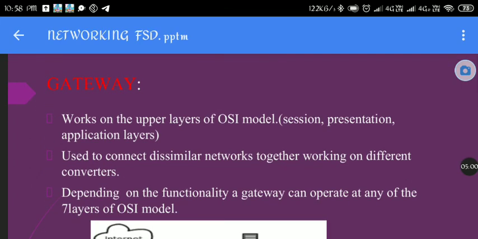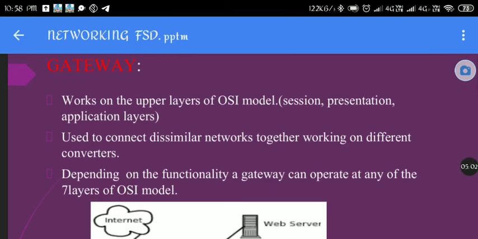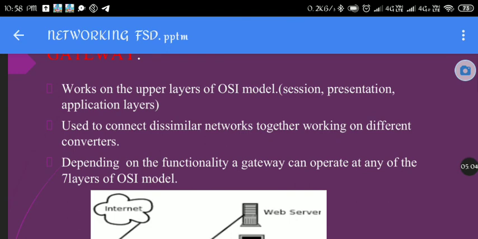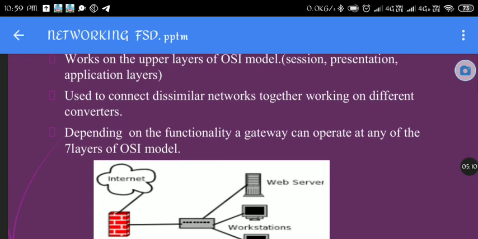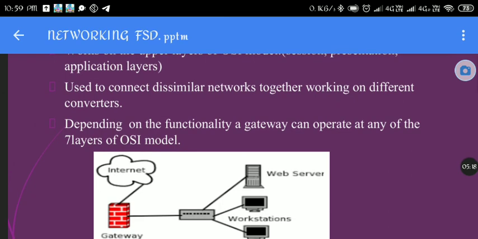And the final one is gateway. Gateway works on the upper layers of the OSI model, that is, the application layer, presentation layer and session layer. Gateway is also used to connect dissimilar networks together, working on different protocols. Depending on its functionality, a gateway can operate at any of the 7 layers of the OSI model.